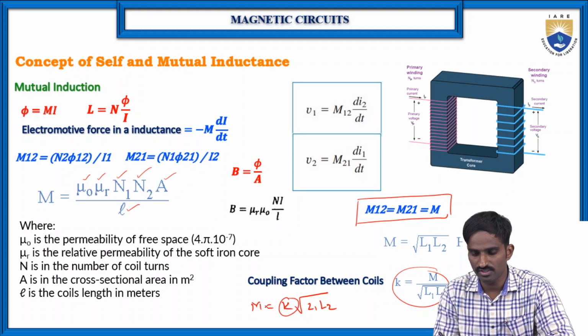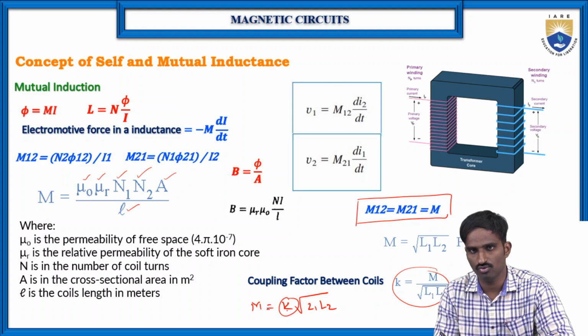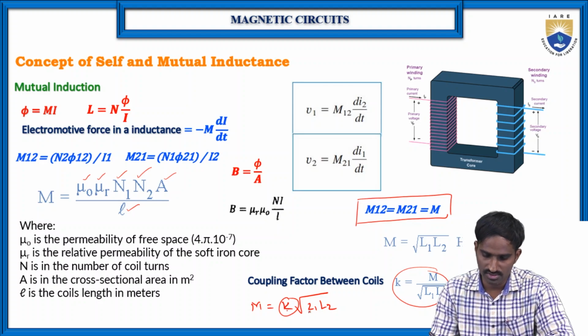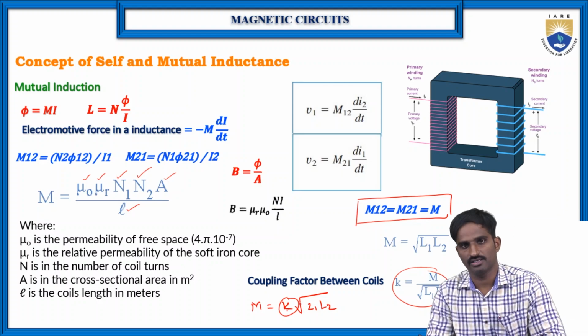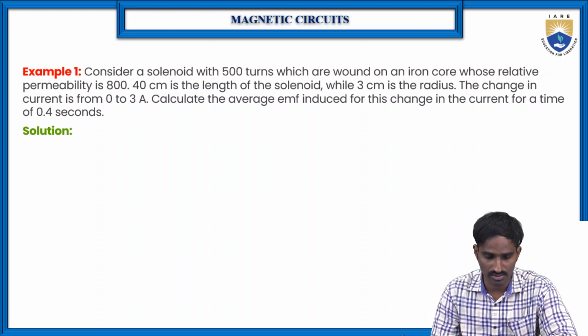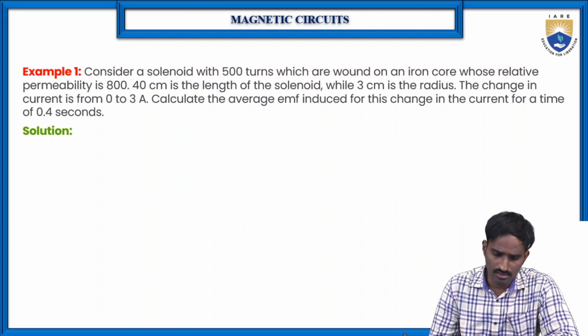If K is equal to 1, then you will get the high mutual inductance, and if K is less than 1, I mean, if K is decreasing, then the amount of mutual inductance between the two coils will also decrease, right? So this is about the concept of mutual inductance. So let us discuss one problem on this coefficient of coupling.